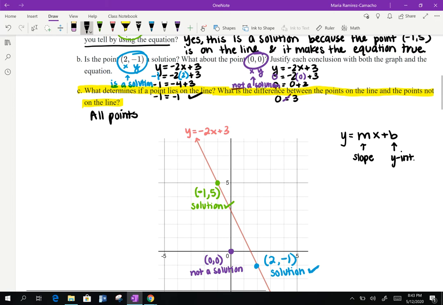All points on the line make the equation true. And that is it. Let's see how this is applicable for inequalities.